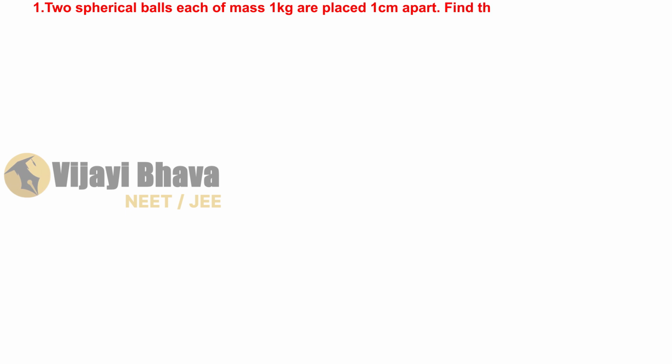Let us move on to the numericals given in the academy textbook. The first one is: two spherical balls each of mass 1 kg are placed 1 centimeter apart. Find the gravitational force of attraction between them. This is the numerical. The solution.